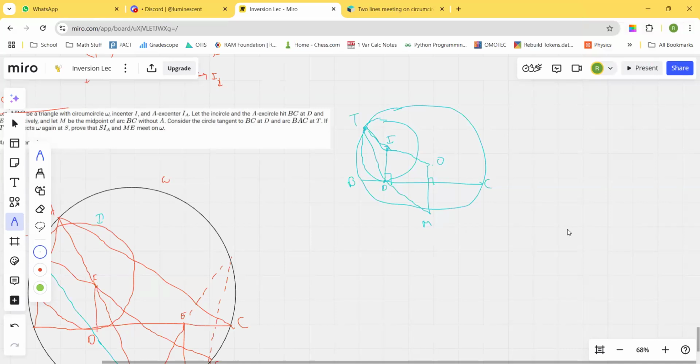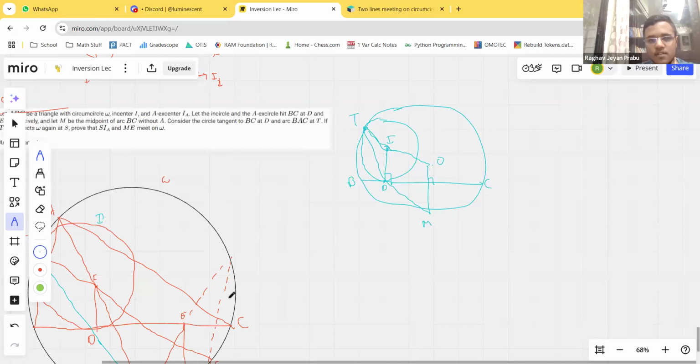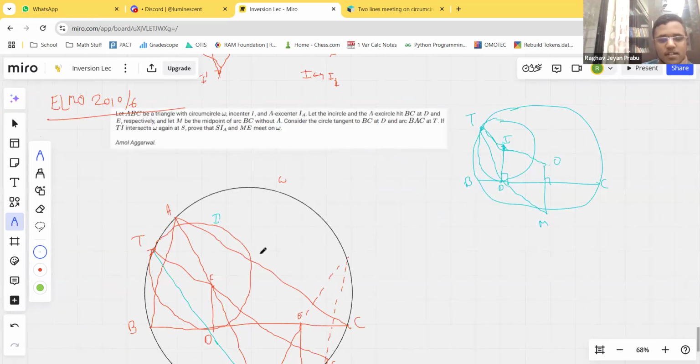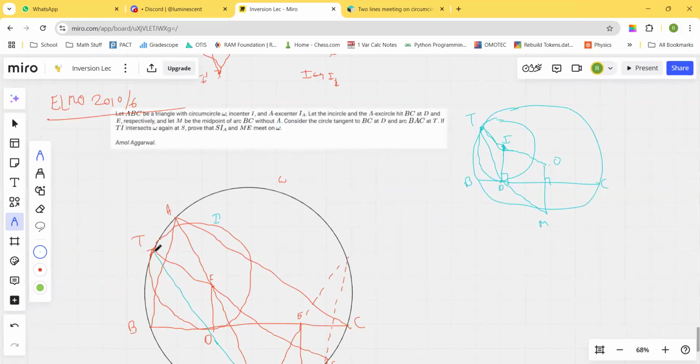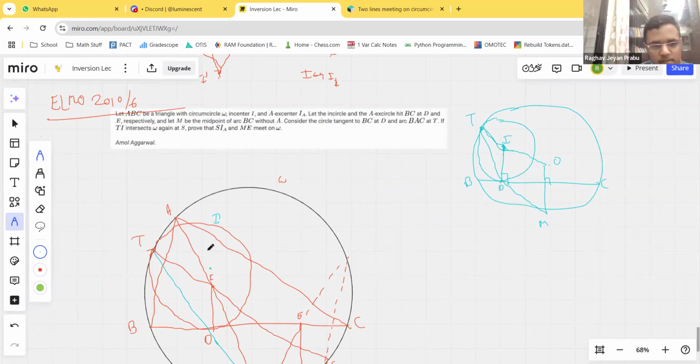I is the center, right? Yeah, in this case, I is the center. In here, I is not the center. But the center will lie on line ID only because it's perpendicular.